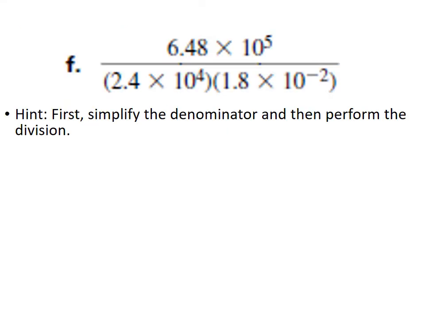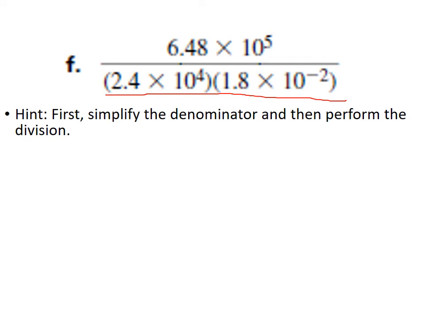So here you have an example where you need to do multiplications and divisions. What I recommend is that you simplify the denominator first. So basically do that multiplication there first, and then rewrite it in a neater way where you only have two scientific notation numbers, and then do the division at the end. So I'm going to start off by doing that. You can pause this and try yourself, see if you get the right answer.